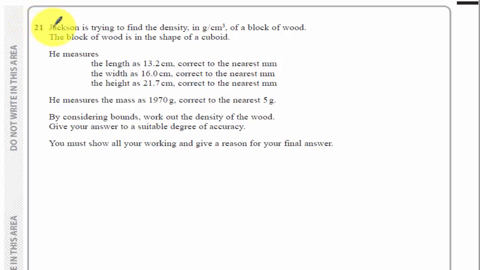Question 21. Jackson is trying to find the density in grams per centimetre cubed of a block of wood. The block of wood is in the shape of a cuboid. So he measures the length, width and height correct to the nearest millimetre. The mass is 1970 correct to the nearest 5 grams. By considering bounds, work out the density of the wood. Give your answer to a suitable degree of accuracy. You must show all your working and give a reason for your final answer.